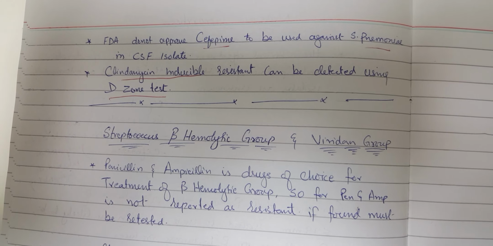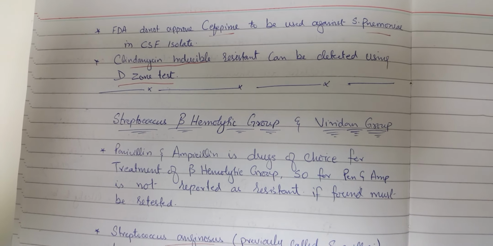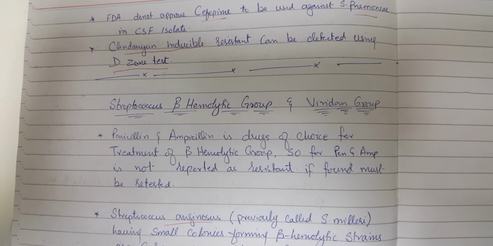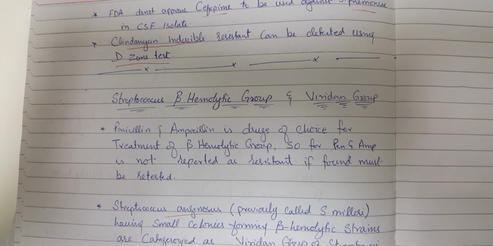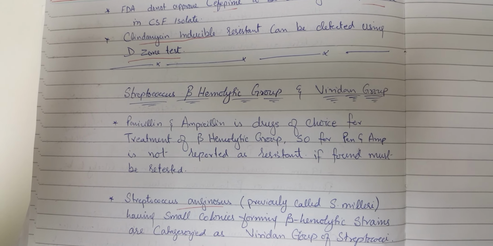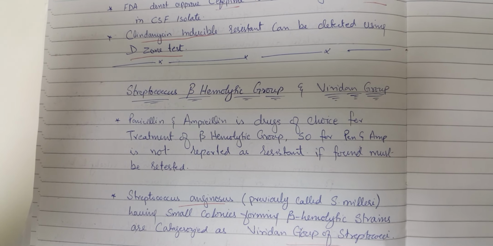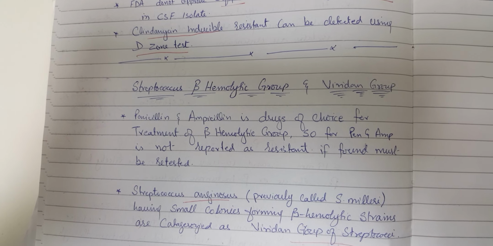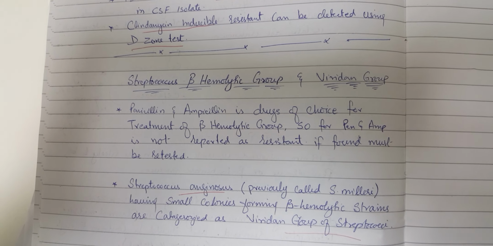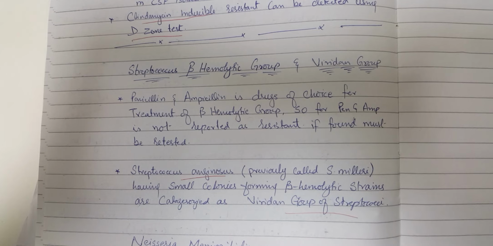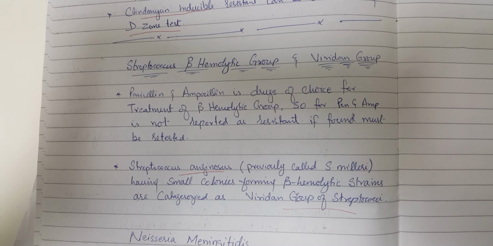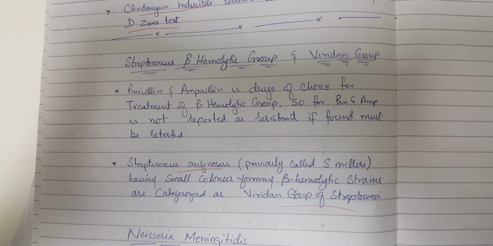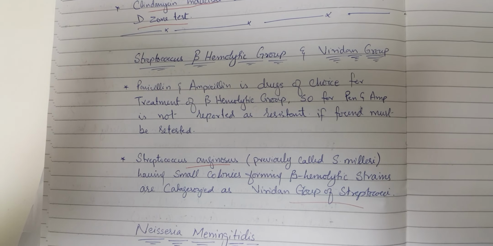For beta hemolytic streptococci and viridans group streptococci, penicillin and ampicillin are the drugs of choice for treatment of the beta-lactam group. Penicillin and ampicillin are not reported as resistant; if found, they must be retested. And Streptococcus anginosus, previously called the S. milleri group, having small colony forming beta hemolytic strains, are categorized as viridans group streptococci.